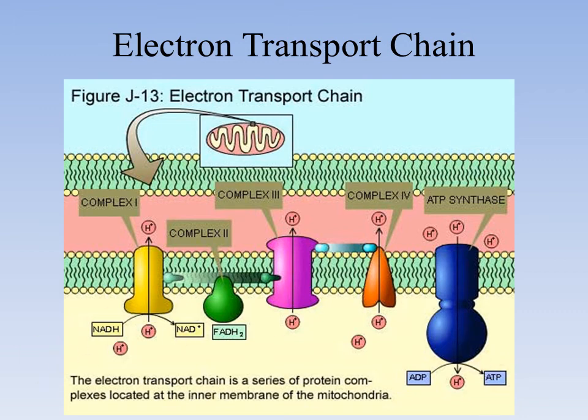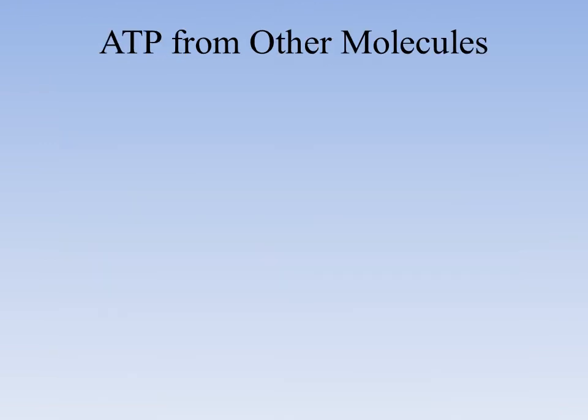Based on the amount of protons that are pumped across for NADH, we pump enough protons across the membrane to produce a total of 3 molecules of ATP. And from FADH2, we pump enough protons across to produce 2 molecules of ATP. So that tells us how we get ATP from glucose.